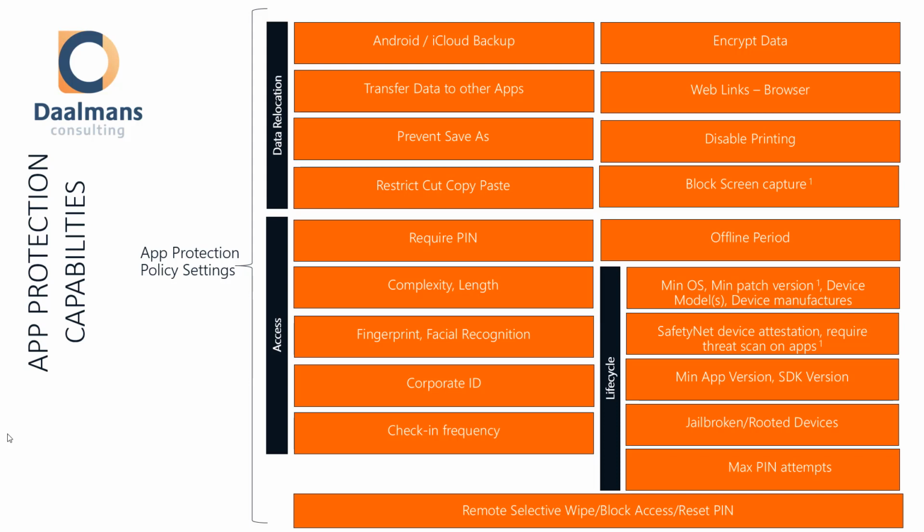To highlight a few, we can prevent save as. We can restrict transferring data to other apps, where, for instance, for the share function for attachments, we can prohibit it to only managed apps. We can automatically wipe after a device is offline for an X number of days. We can automatically wipe data when a device becomes jailbroken, etc., etc.